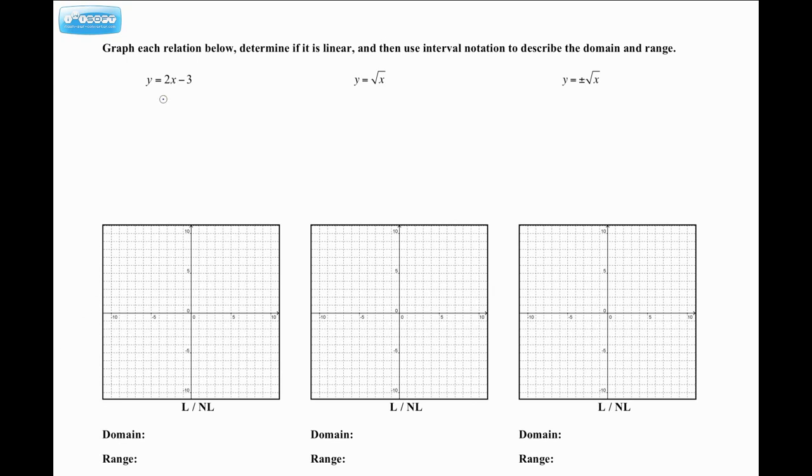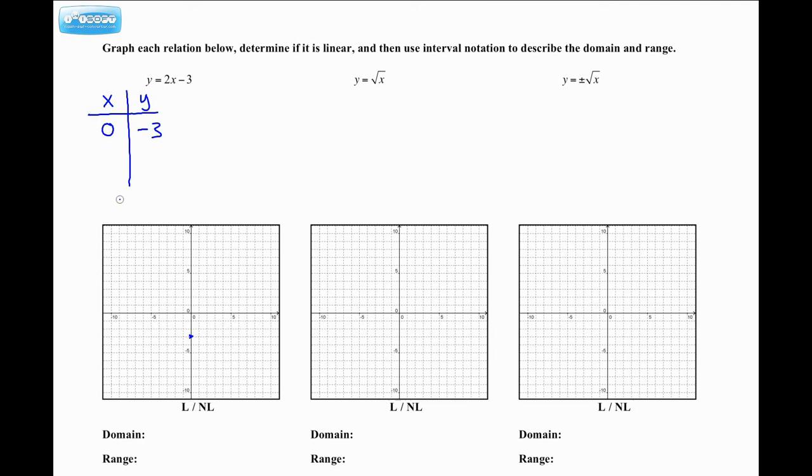So here we have a relation, and we already know that this is linear just by looking at the algebra. Remember, we can look at the exponents attached to the variable. It says to graph it, and by the next chapter you'll be able to look at an equation like this and just graph it right away. But let's use a table of values just for now. You can choose any input value for x. So 2 times 0 is 0, take away 3, that's negative 3. That is an ordered pair, so I can plot that right there.